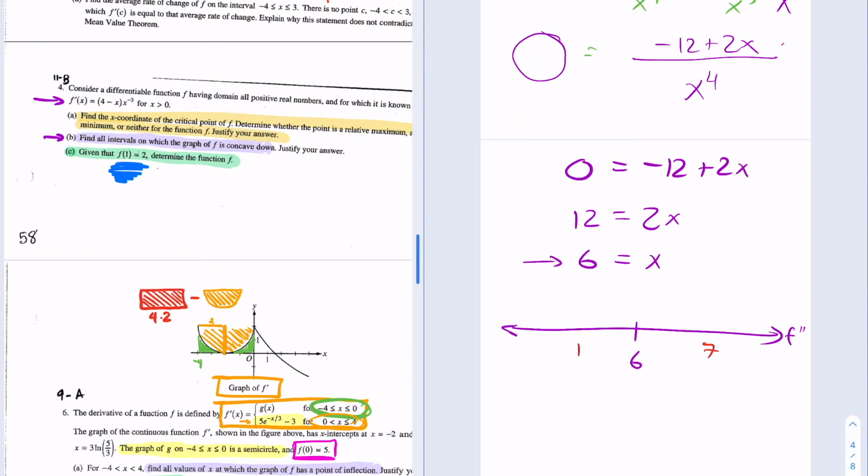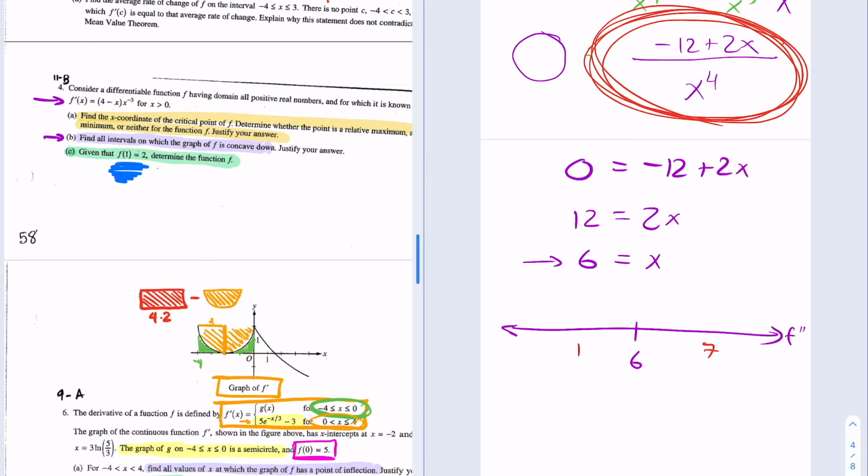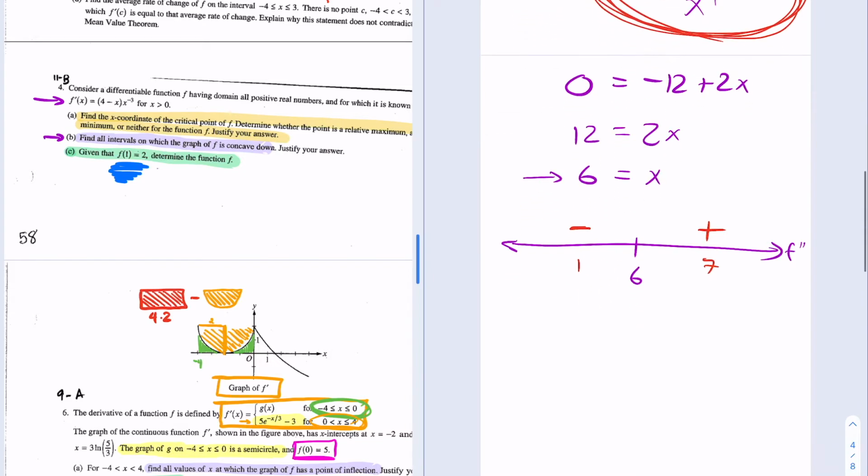So an easy number, I'll pick 1 and 7, and we're going to plug it into up here. Notice how in the denominator, no matter what happens, if you raise it to the 4th power, the denominator will always be positive. So really it's based on what's happening up top. Negative 12 plus 2 times 1 will give you something negative. If you plug in 7, that'll give you something positive. So where's it concave down? Pretty much everywhere here.